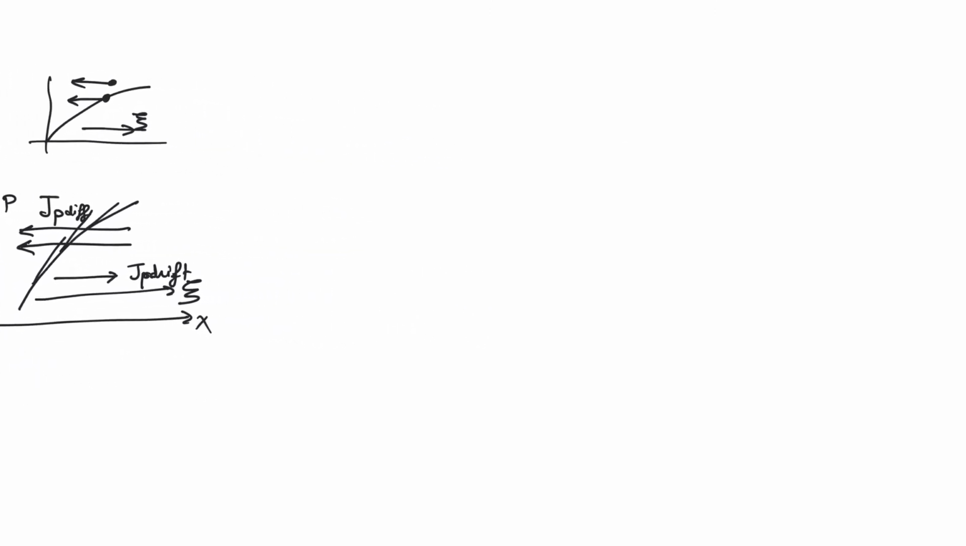So to do this, we will consider a piece of silicon. And this piece of silicon has differential doping. So it's going to look something like this. And the Fermi level is going to be flat.